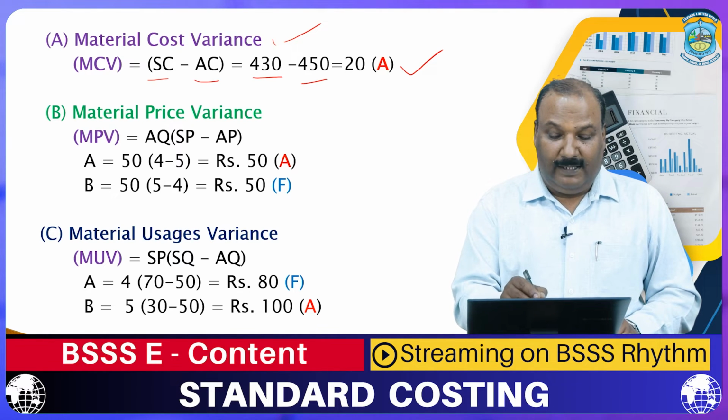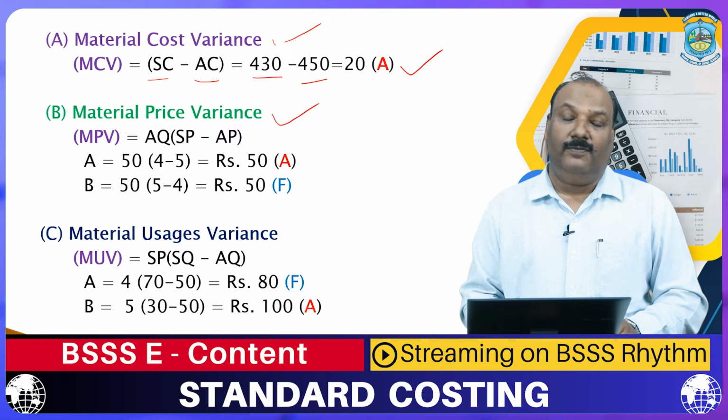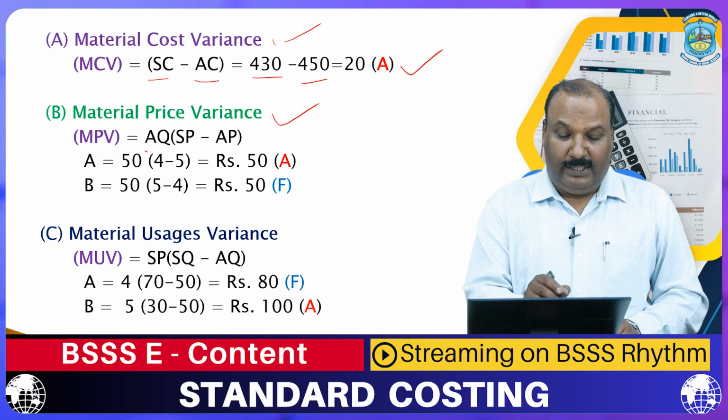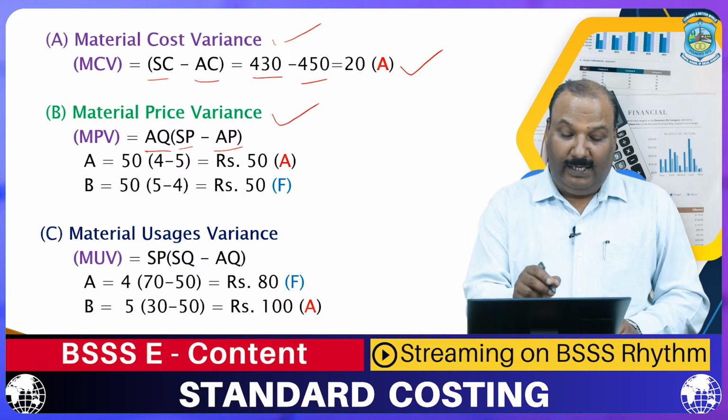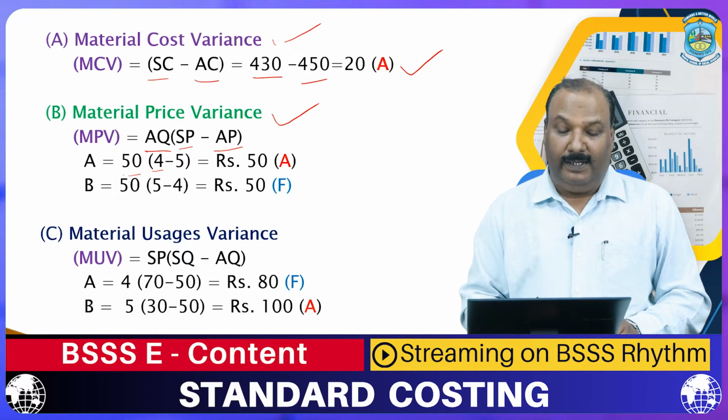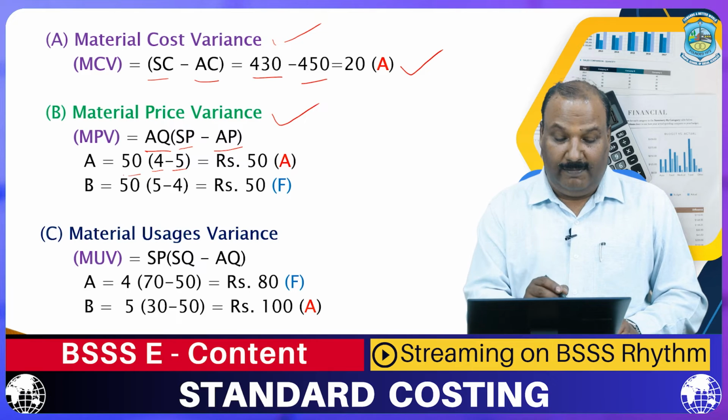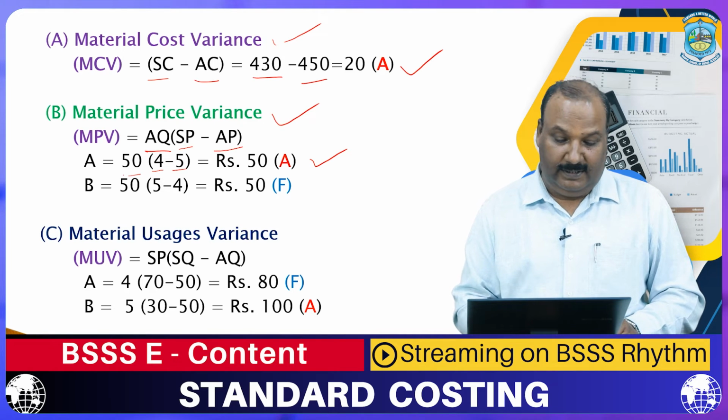Now we will calculate material price variance. The formula is actual quantity multiplied by the difference between standard price minus actual price. So we will put the values in the formula. Actual quantity is 50 kilograms, standard price given is 4 rupees, actual price was 5 rupees, the difference 4 minus 5 means minus 1, multiplied by 50. So it is a negative value of 50, which is adverse.